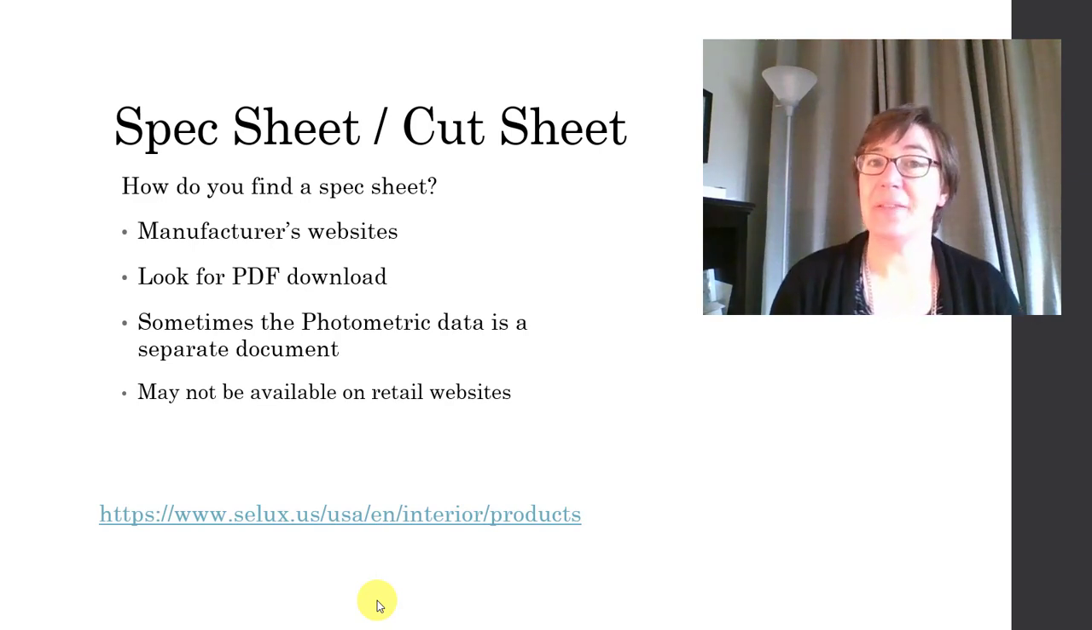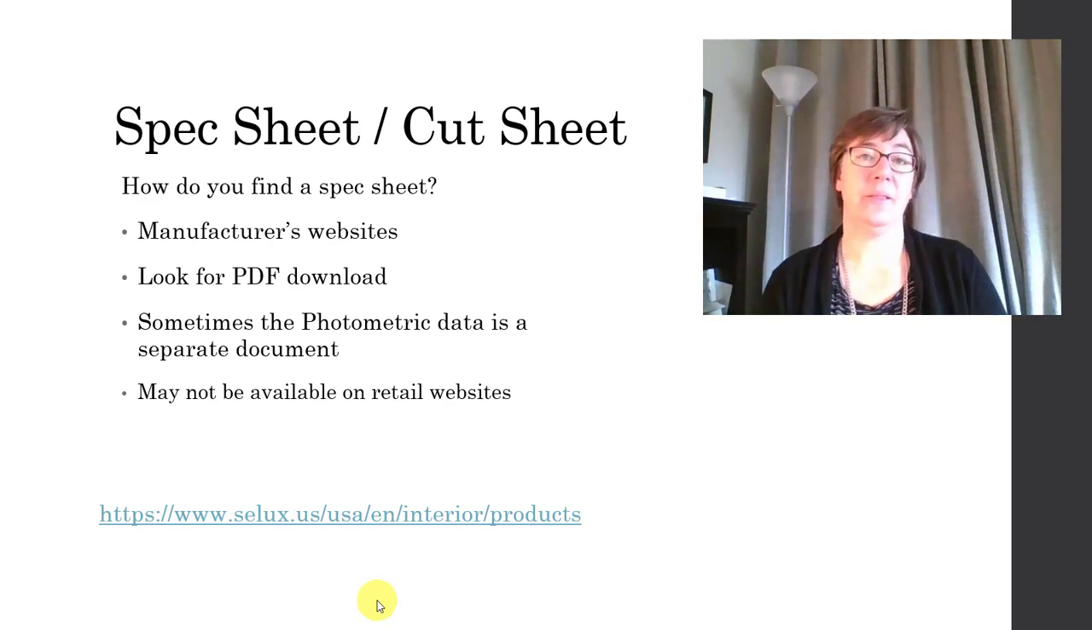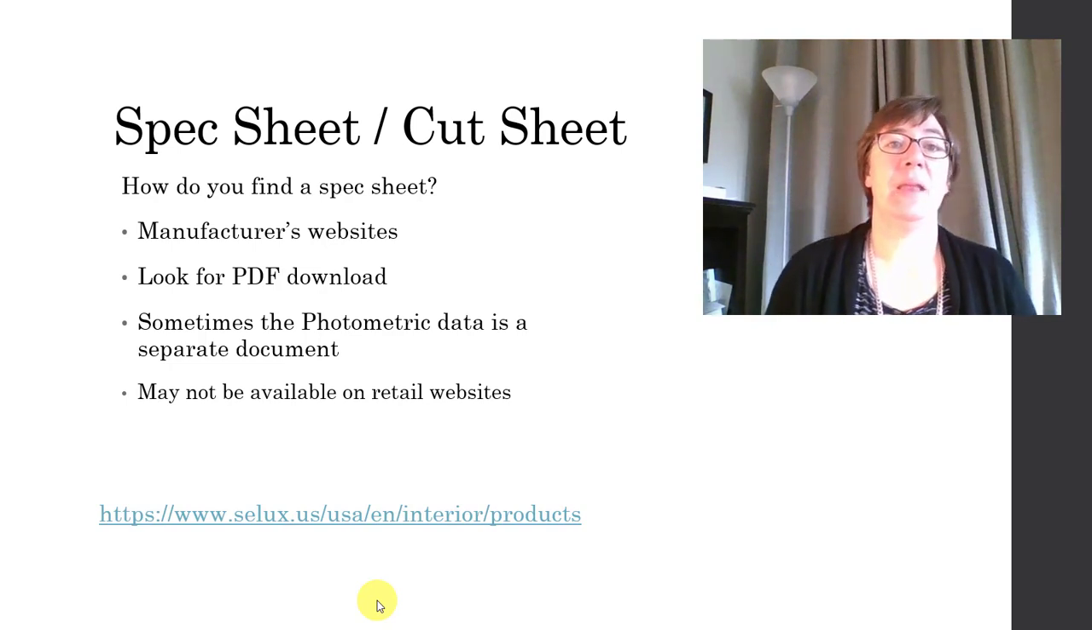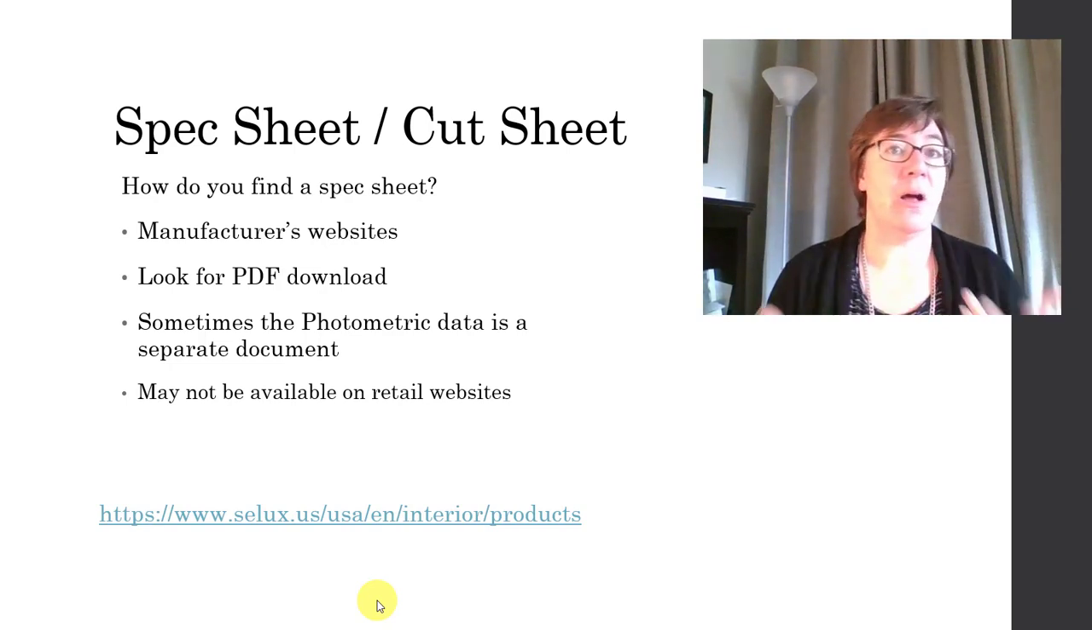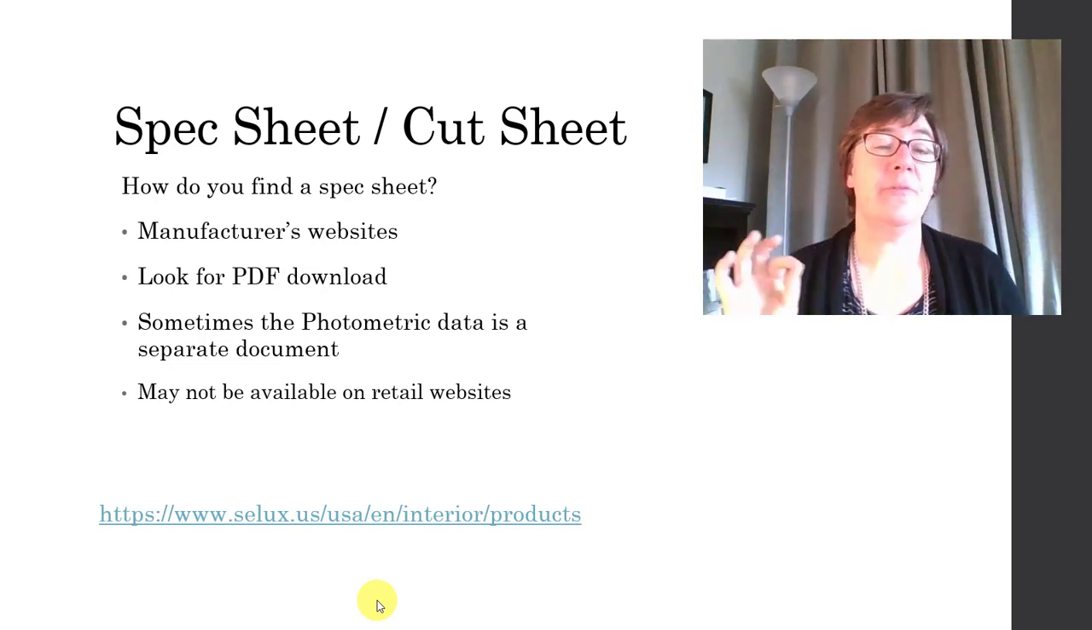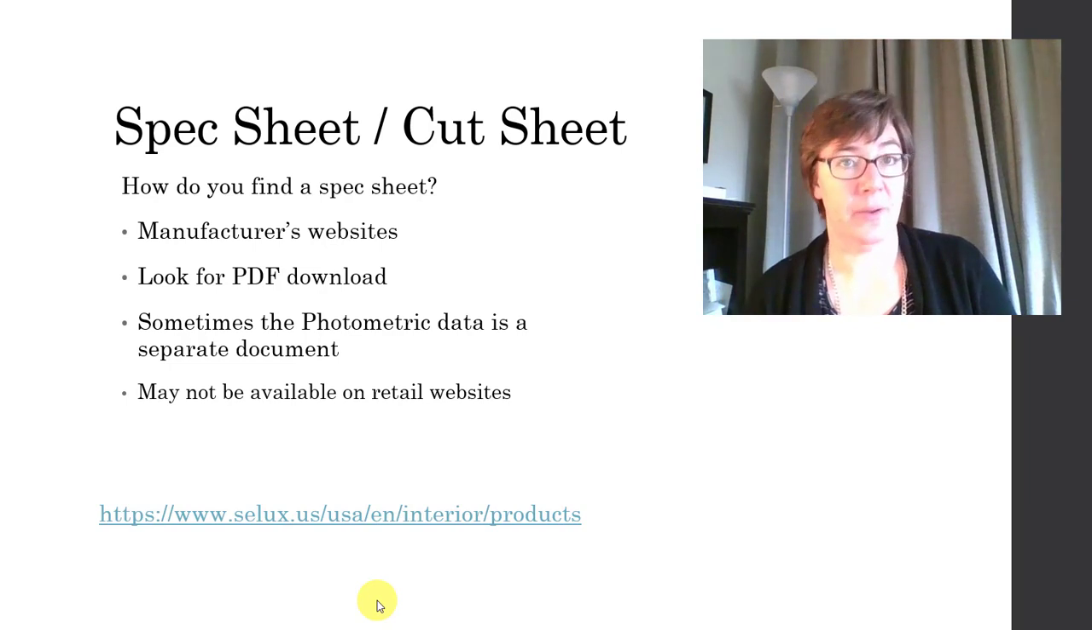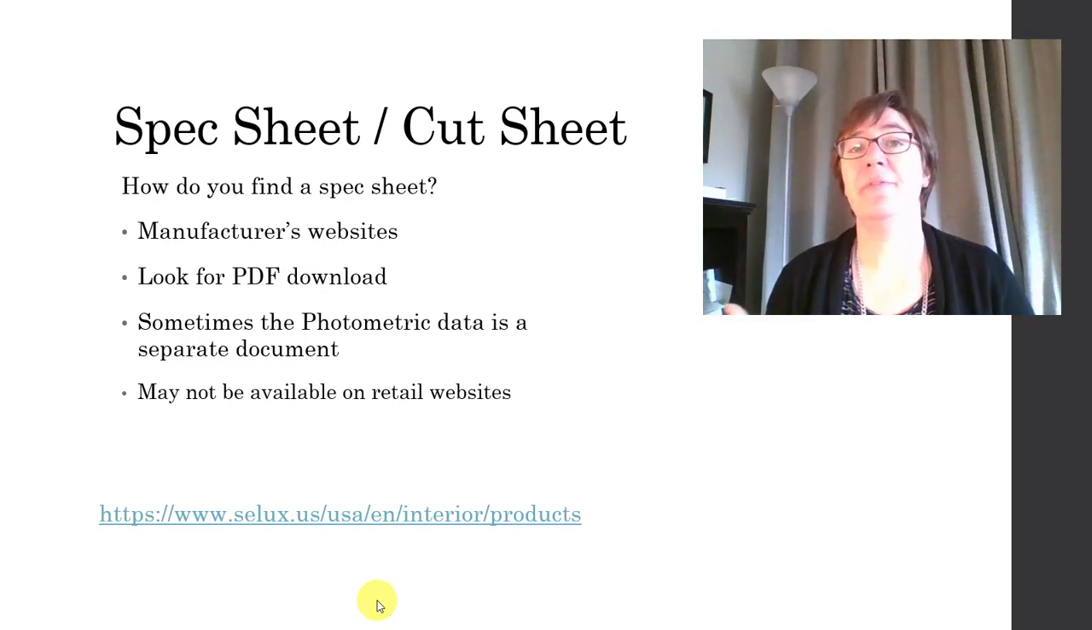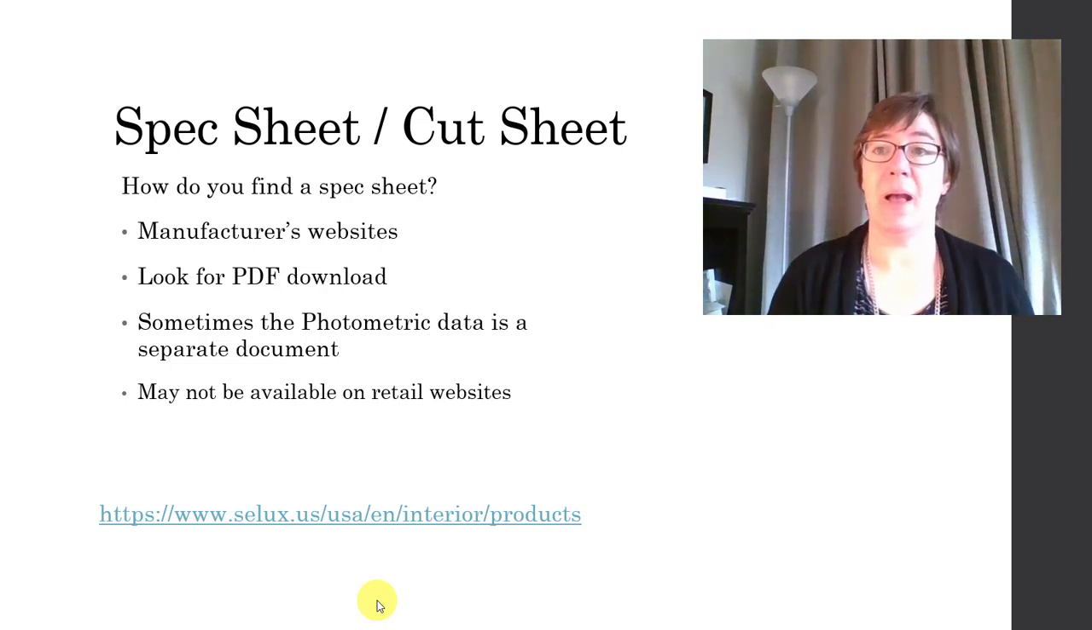How do you find the spec sheet for a particular Luminaire? It turns out you find them on the manufacturer's websites. Very, very common. They should all be there. All right. Look for a PDF download. Sometimes the photometric data is a separate document from the ordering data for the Luminaire, and so you'd have to download both. Most often they are in one document.